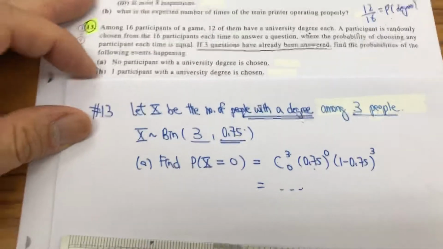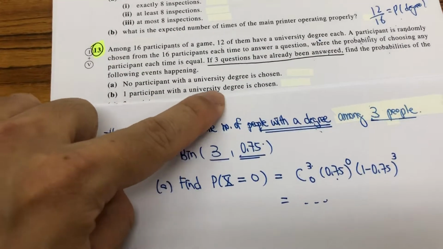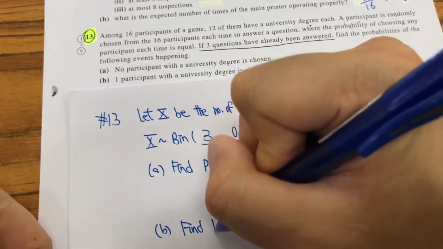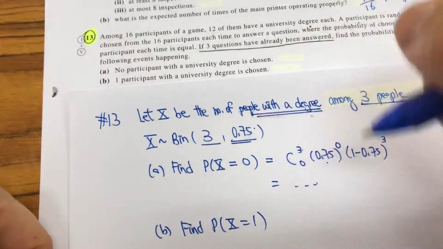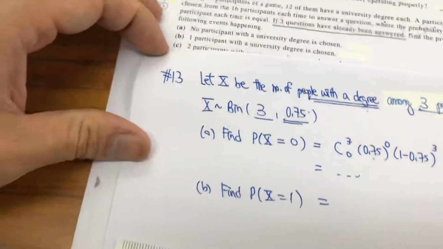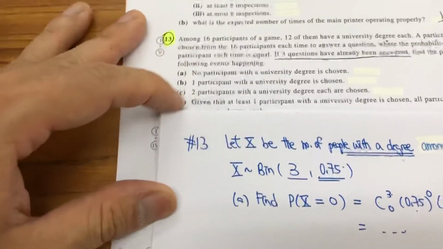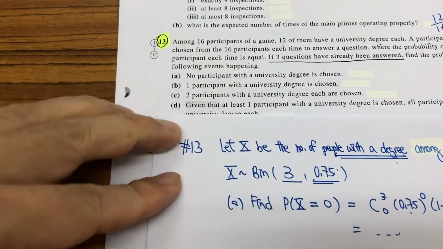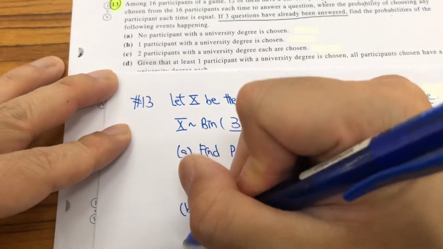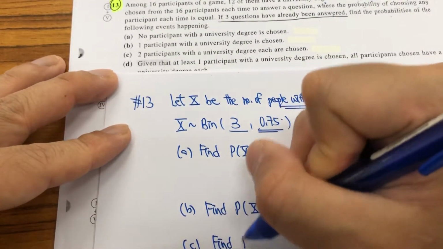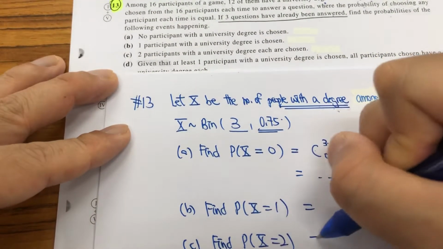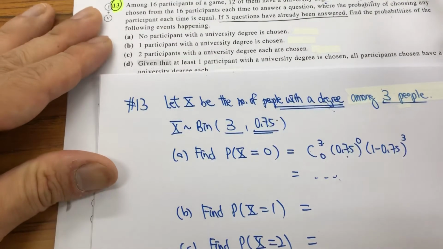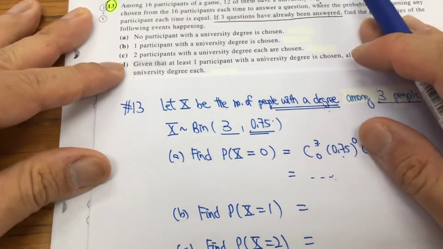And then 1 participant with a university degree is chosen. So 1 participant, we need x equal to 1. What about number C? 2 participants with a university degree each are chosen. So 2 participants means you have to find x equal to 2. And then D, look at this.